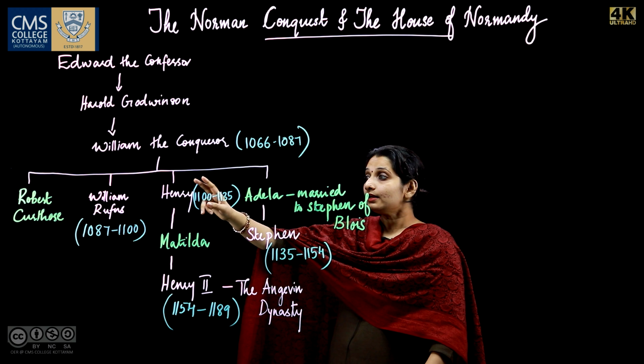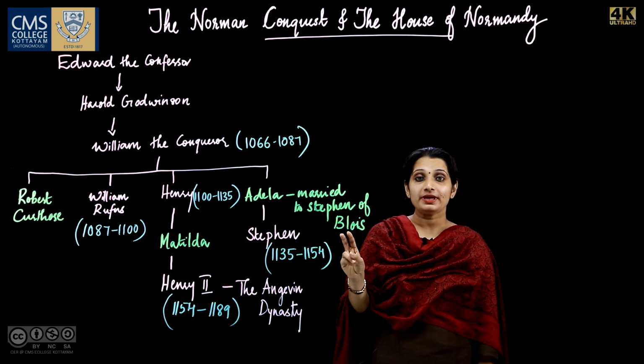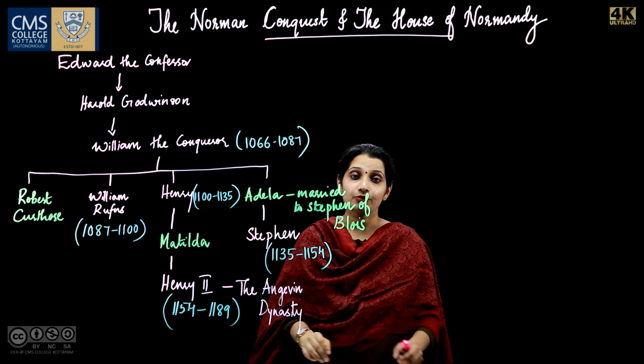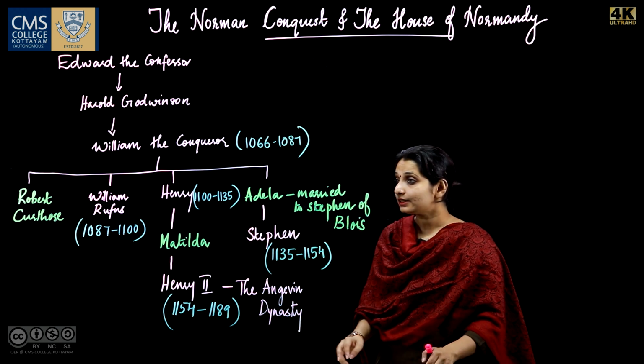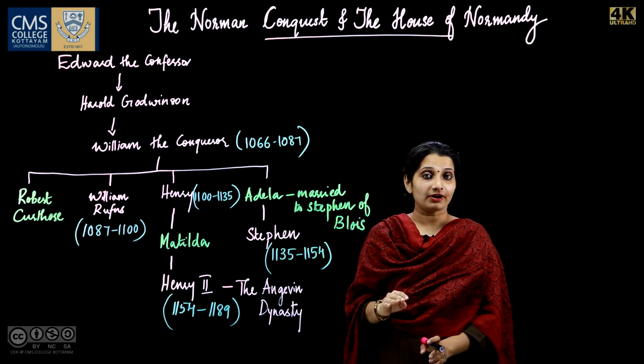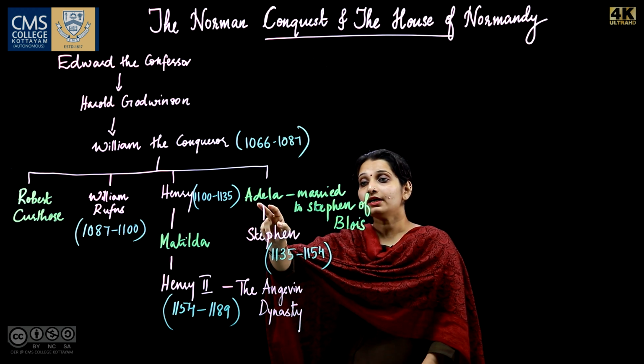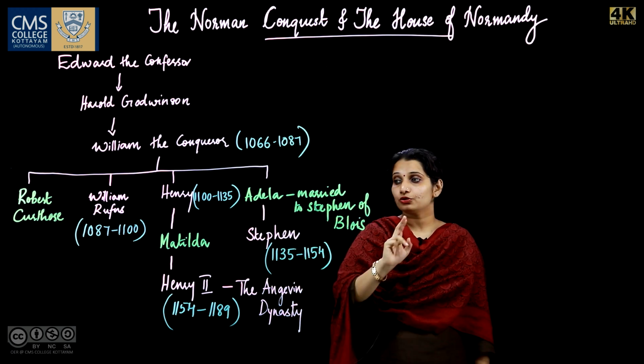His elder son, Robert Curthose, inherited Normandy from his father. William Rufus inherited England. Henry, the third son, did not inherit any land from his father, but he inherited a good sum of money, and his daughter Adela was married to Stephen.